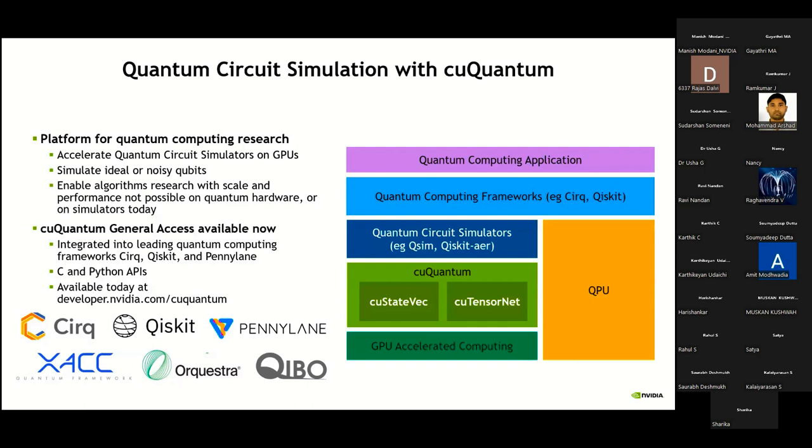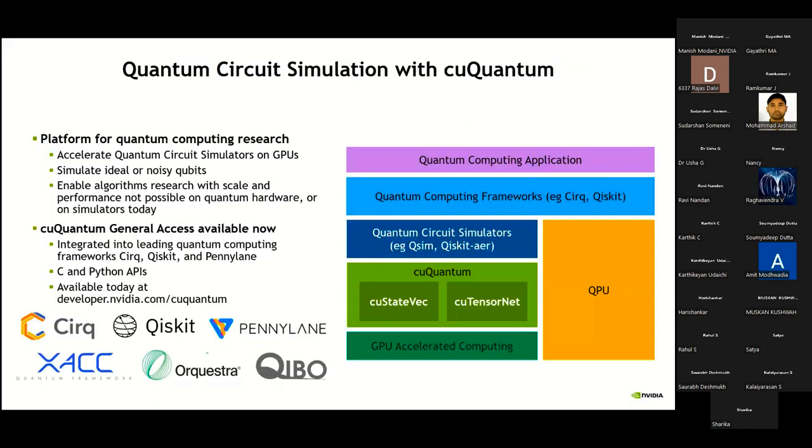Let's talk about cuQuantum first. If you see the right side picture, we start with quantum computing applications that call quantum computing frameworks. Most commonly used are Cirq and Qiskit. Then those call, if we have quantum computers directly, they will run on the quantum QPU. But if we do not have those, then it calls for a quantum circuit simulation like qsim and Qiskit Aer, those kinds of simulators. What NVIDIA does is accelerate those simulators. And we have two libraries for that, state vector and tensornet, cuStateVec and cuTensorNet, which in turn use the available GPUs, and those accelerate the circuit simulations significantly.